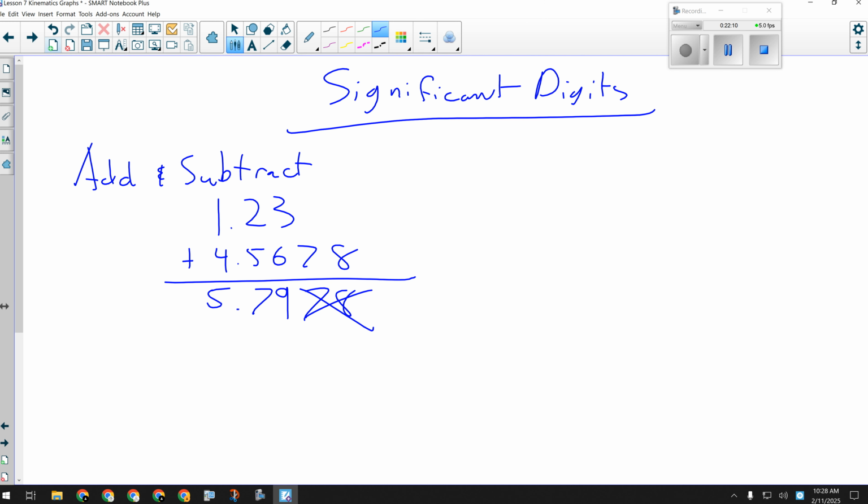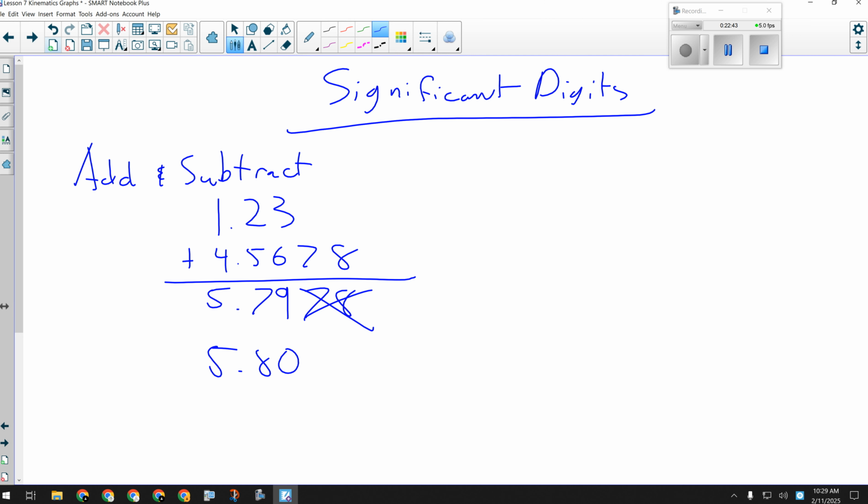Now, does that mean I have to round? It does. When I'm doing significant digits, I can only keep to this number, but I still have to round it if necessary. So what I'd actually end up with here is 5.80. My answer would have 3 significant digits. So when you're adding or subtracting, you simply go by the decimal places. Your answer will have the same number of decimal places as the least accurate measured value. Okay, everybody good with that?